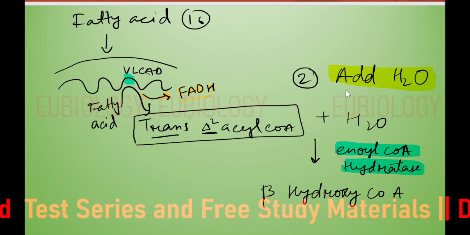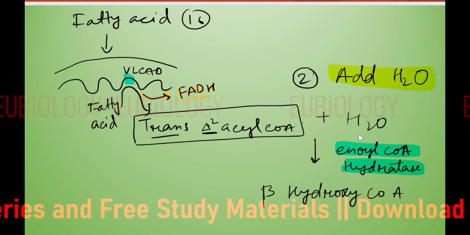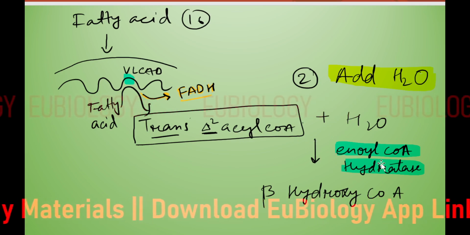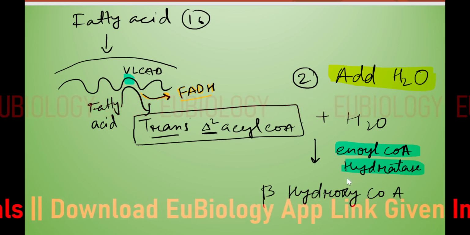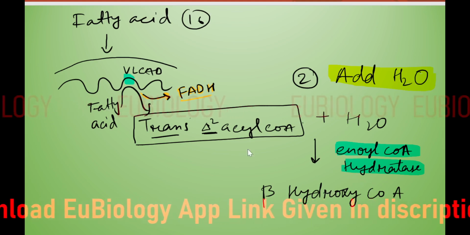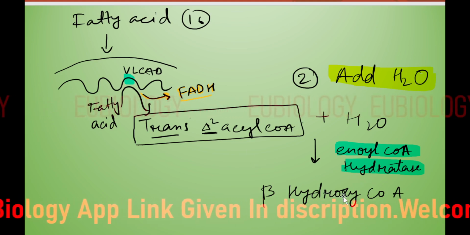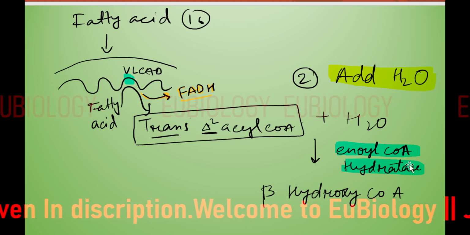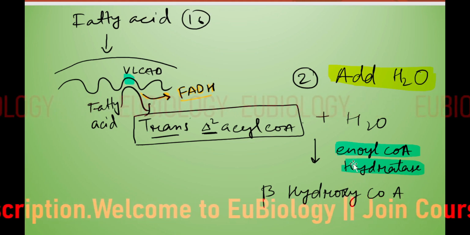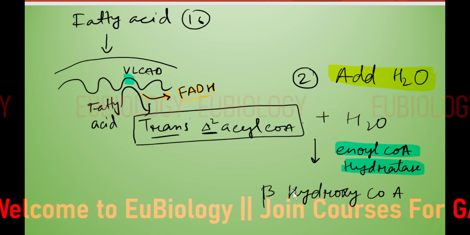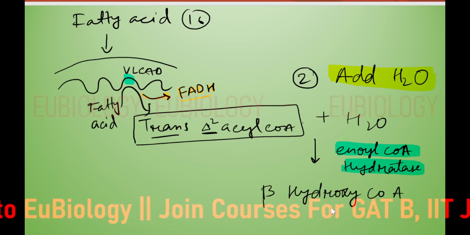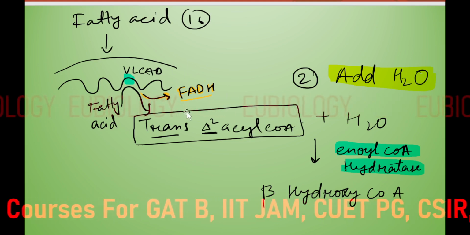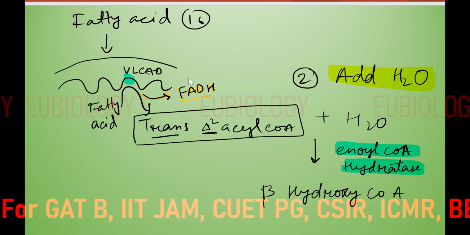So the second step is the addition of water. The addition of water will convert the trans-2-acyl coenzyme A into beta-hydroxy acyl coenzyme A with the help of the enzyme enoyl coenzyme A hydratase. So this enzyme will convert the trans-2-acyl coenzyme A into beta-hydroxy acyl coenzyme A. You found here in the first step FAD as a reduced substrate.